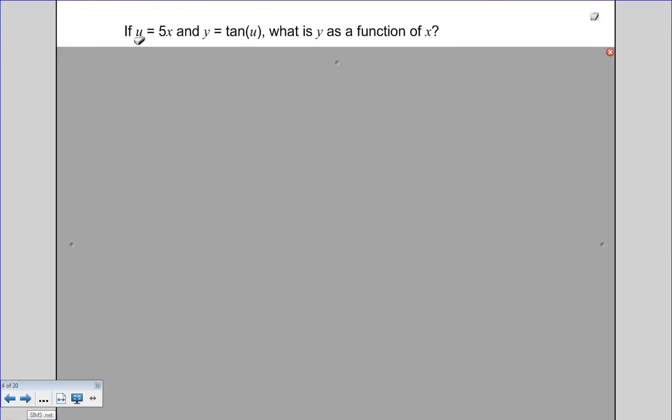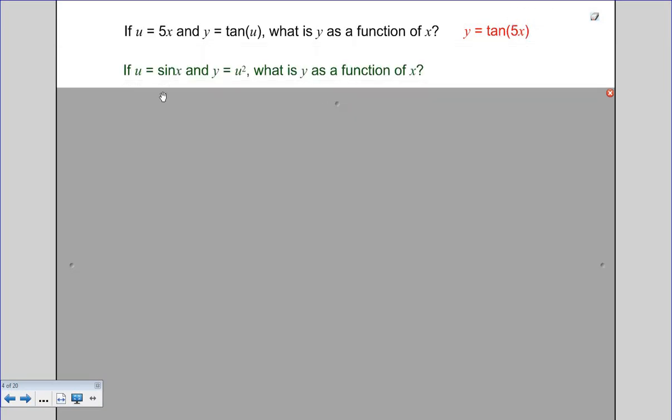So if we're given u is 5x and y is tan of u, we can combine those to get y as a function of x. So we just replace the u in tan with the 5x and we get y is tan of 5x. Here's another example. If u is sine x and y is u squared, then y is going to be sine x all squared, which we write as sine squared x.